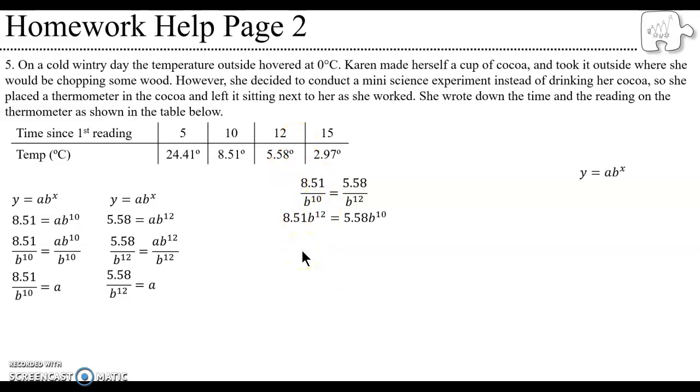So now we're going to take the smaller exponent. Between b to the 12 and b to the 10, which one is smaller? Well, b to the 10 is smaller, so we're going to divide by that. Both sides we're dividing by b to the 10. So we just rewrote this line, and then we are dividing by b to the 10, so that these guys cancel out.